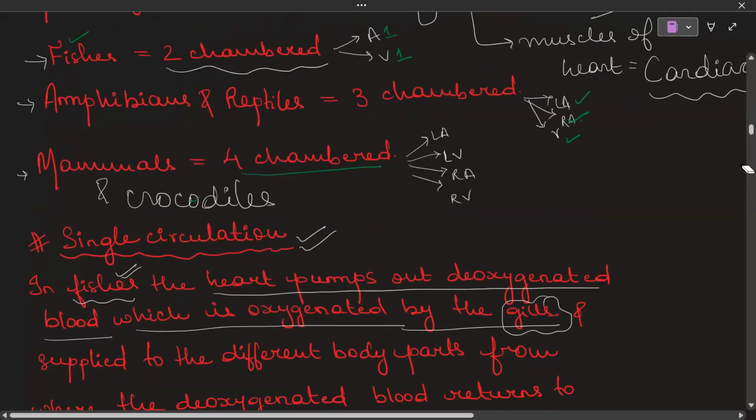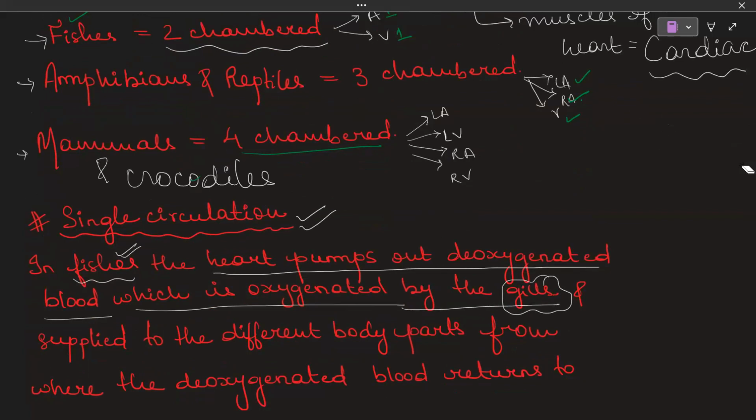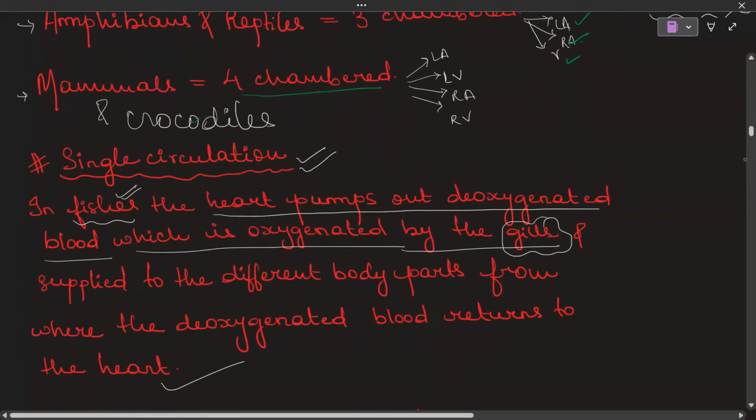But in the case of fishes, the heart will pump out the deoxygenated blood only, and this type of circulation is single circulation. Now the deoxygenated blood will be carried to the lungs. Oh, sorry, fishes don't have lungs. It would be carried to the gills so that it can be purified or oxygenated, and then it will be supplied to the different parts of the body. So always remember that in the case of fishes, they have a two-chambered heart, and in them the deoxygenated blood is pumped out by the heart, and this phenomenon is known as single circulation.